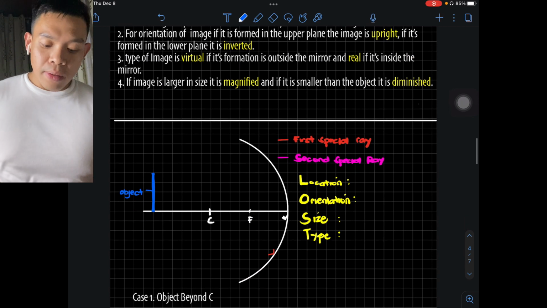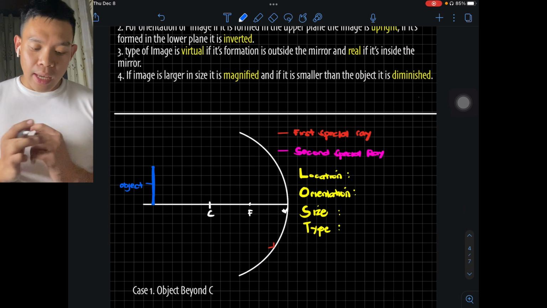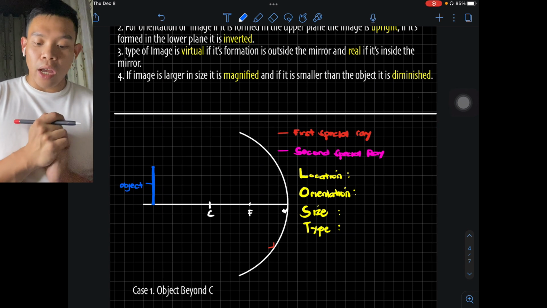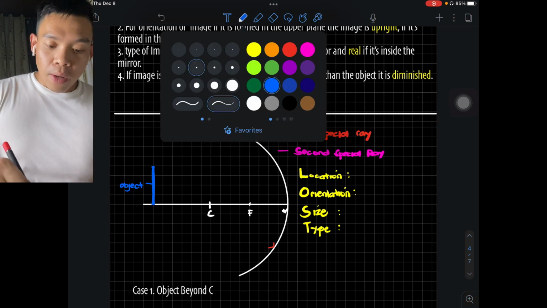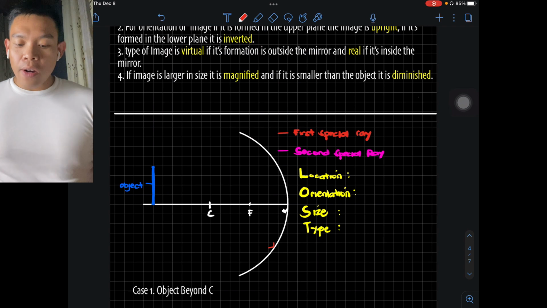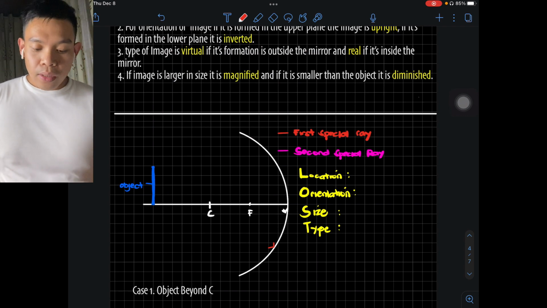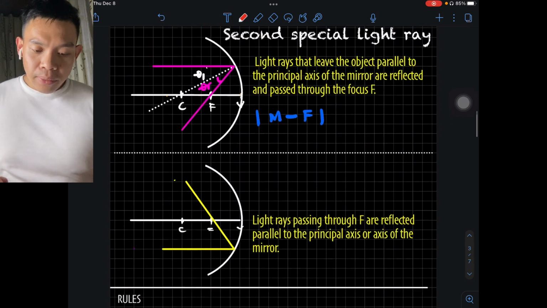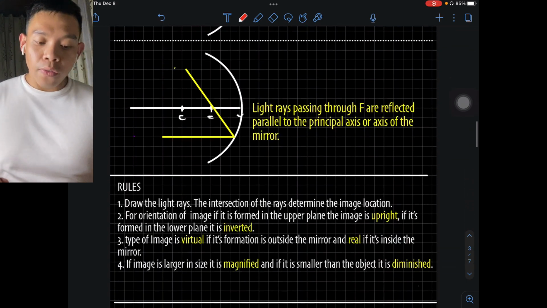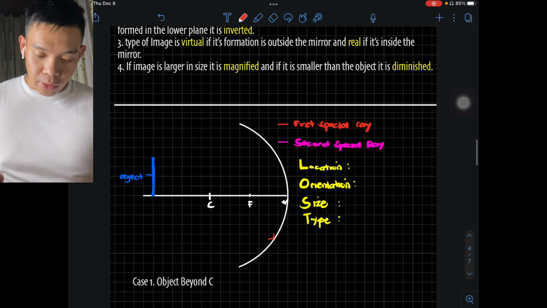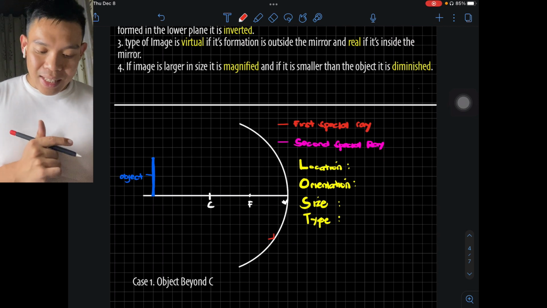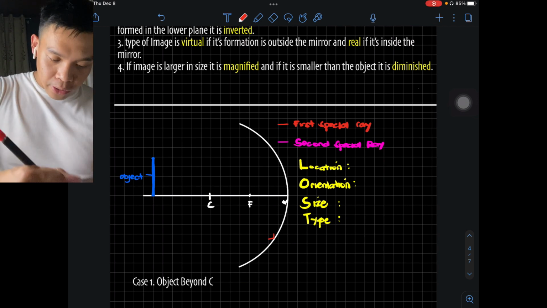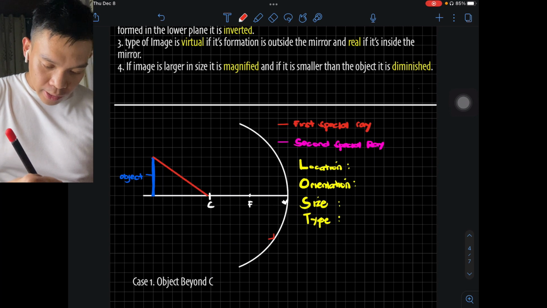So let's all try to start. Our first case is if the object is beyond C. If the object is beyond C, let's apply our first special ray. Our first special ray needs to travel through the center of curvature. So it goes through the center of curvature. So this is our first special light ray.